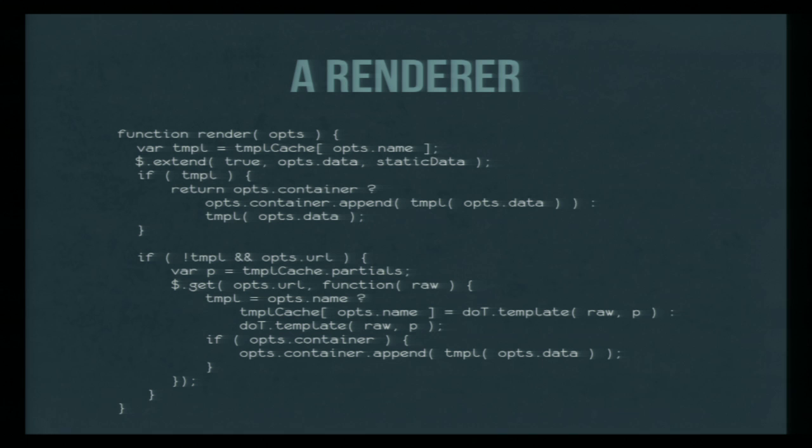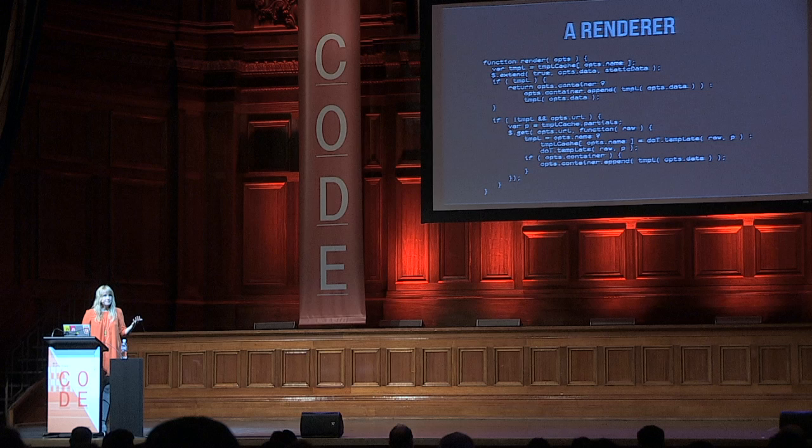And if you were given a name, then great, you'll put that in the cache in its compiled version with the partials. If not, you'll simply save that in a local variable, and this is where it gets kind of sketchy. So if you were given a container, then you can take that and put it in a container. If you were not given a container, at this point, you just lost all the work you did. So this is all the renderer that I could fit on one slide. That's merely a subset of the concerns that you would want to handle in a renderer.